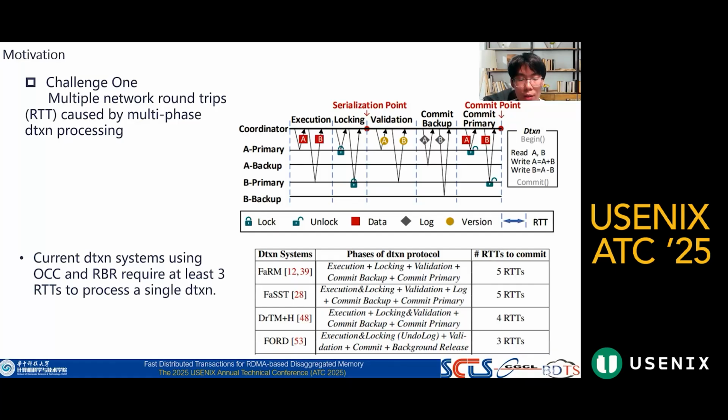They process a single transaction in 5 phases. As shown in the figure above, coordinators execute the transaction in the execution phase, serialize the transaction in the locking and validation phases, and finally commit the transaction in the commit phase. Recently, the state-of-the-art system FORD is designed particularly for processing transactions in DM systems, but it still requires 3 round trips to process a single transaction.